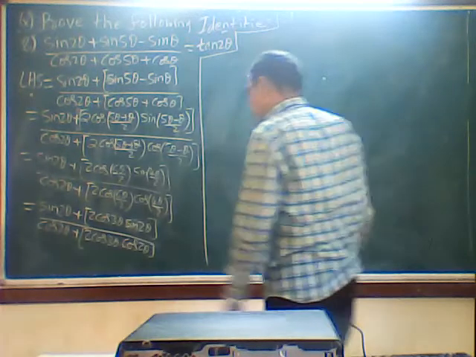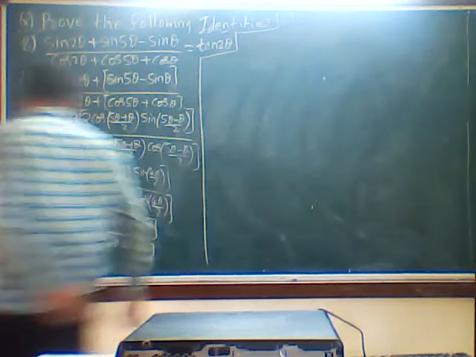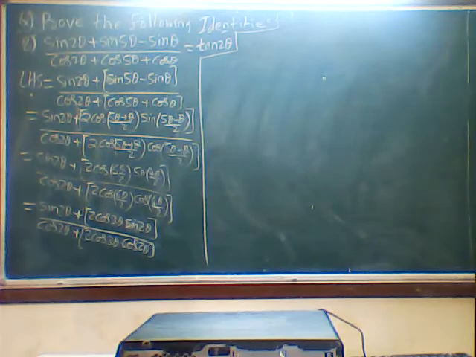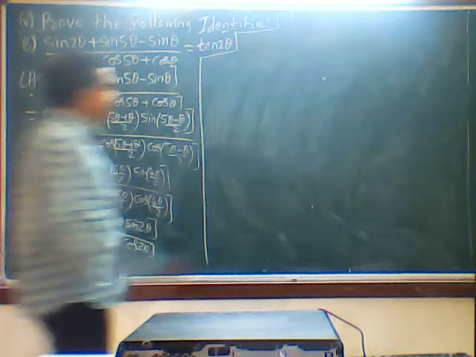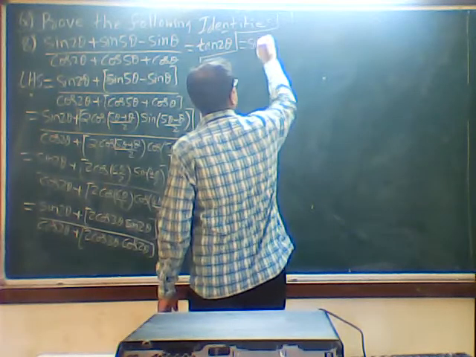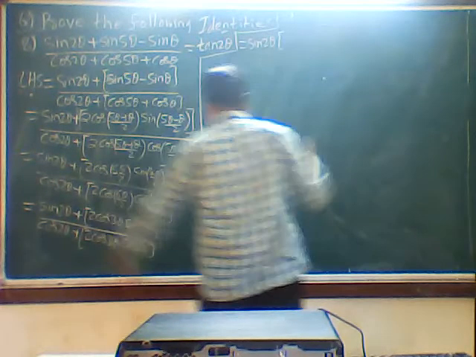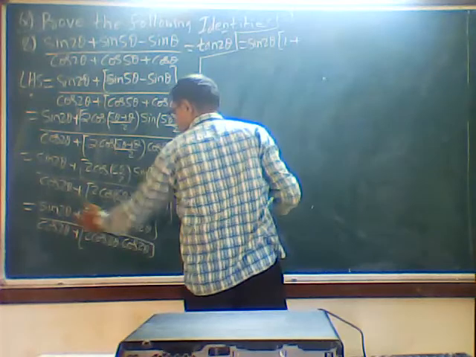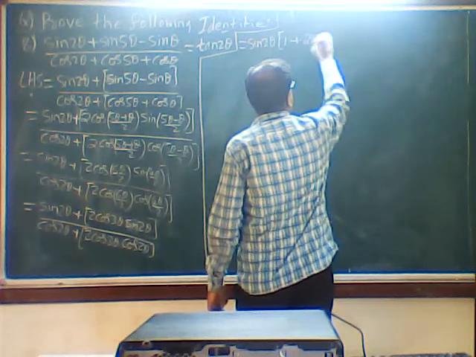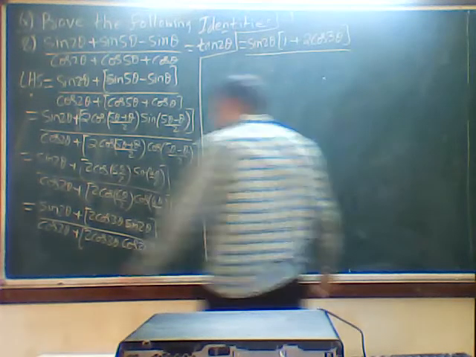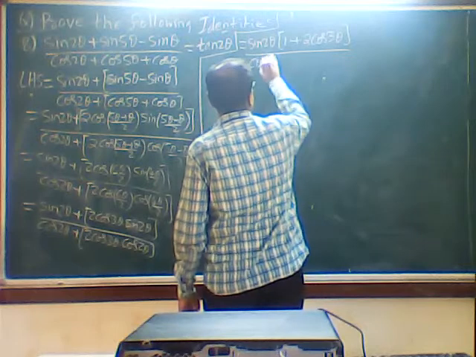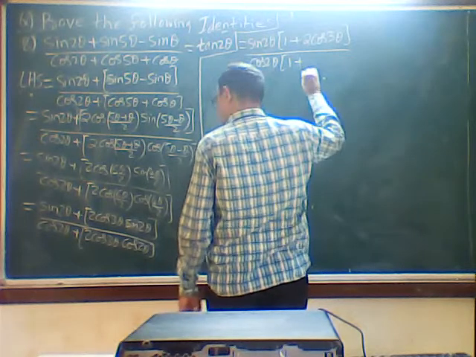Now next, I have to take common. What common can I take? No, I can't take. How to do? Yeah, I can take common. Sin 2 theta is common here in the numerator: sin 2 theta into 1 plus 2 cos 3 theta, divided by, in the denominator I make cos 2 theta common, again 1 plus 2 cos 3 theta.